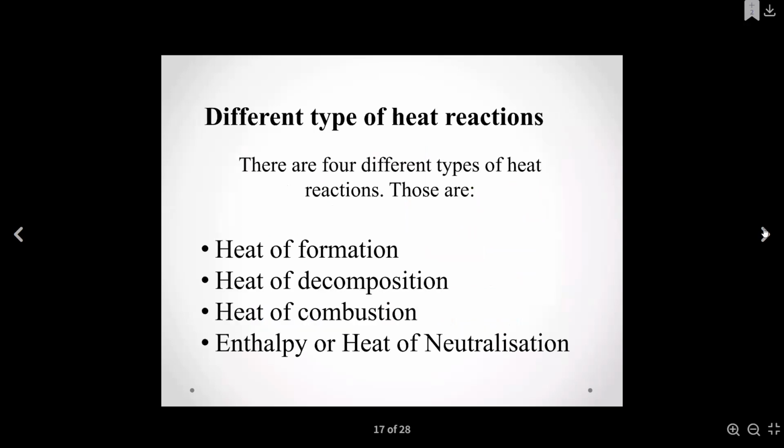Then the next thing that we are going to look at is the different types of heat reactions. We have heat of formation, heat of decomposition, heat of combustion, and enthalpy or heat change of neutralization.